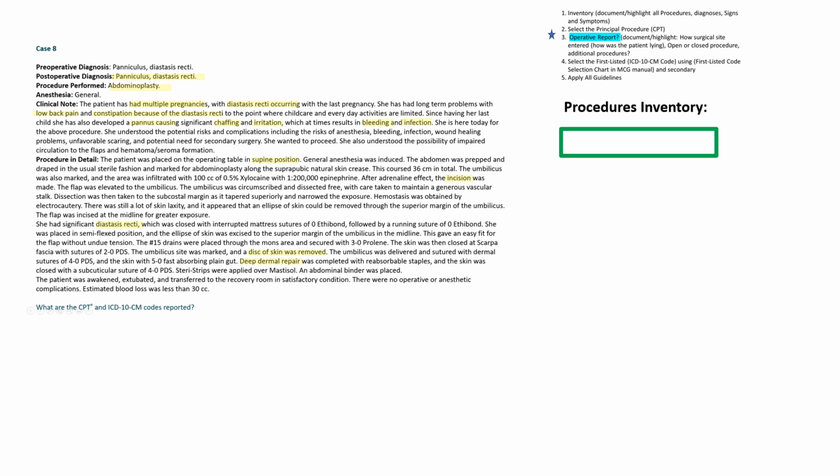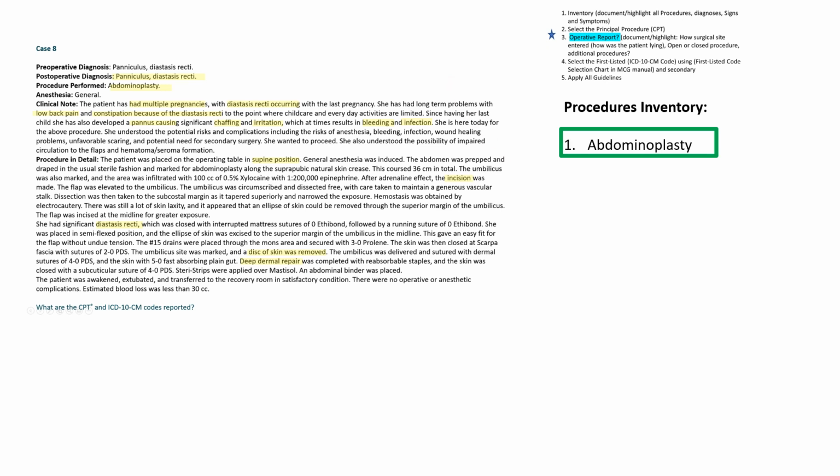Because we have an operative report, we're going to have to go to step 3. And step 3 tells us to document how the surgical site was entered. Make sure we write that down. Is this procedure open, closed? Were there any additional procedures?